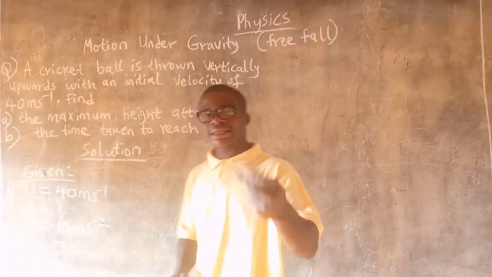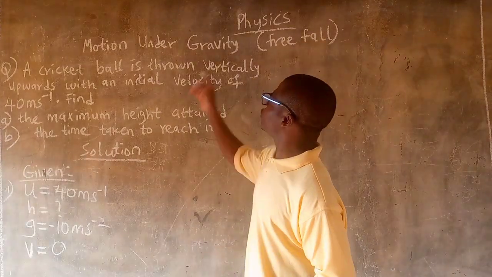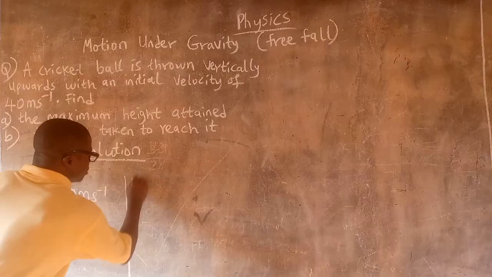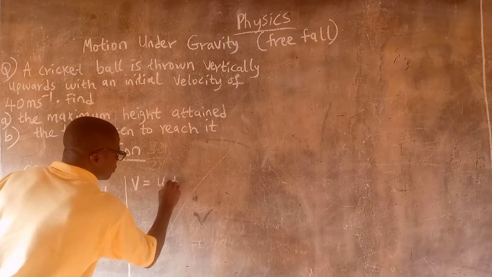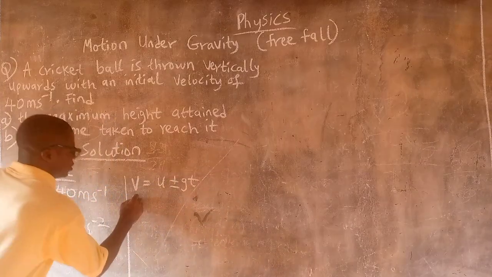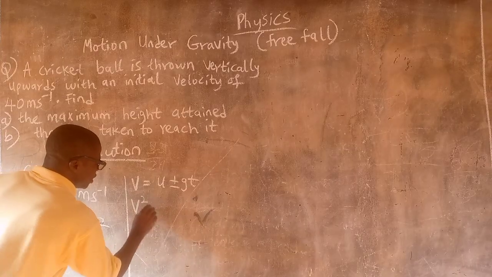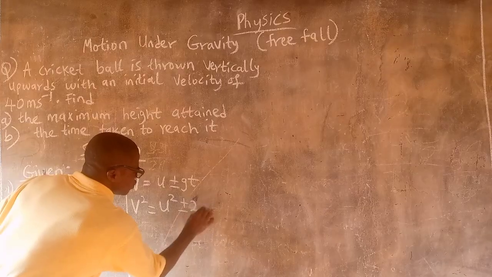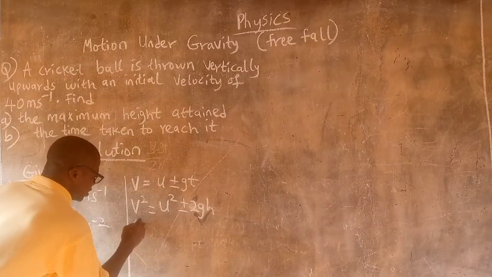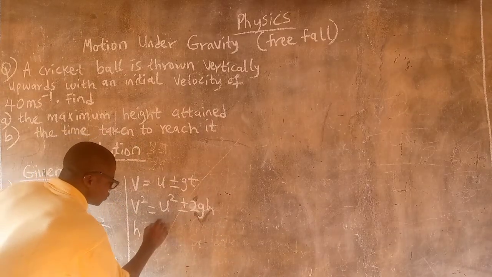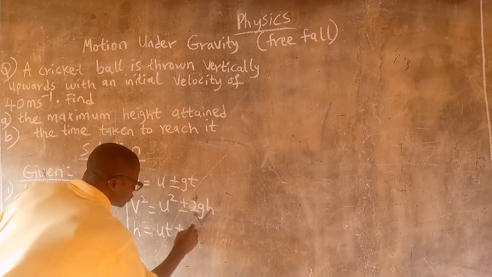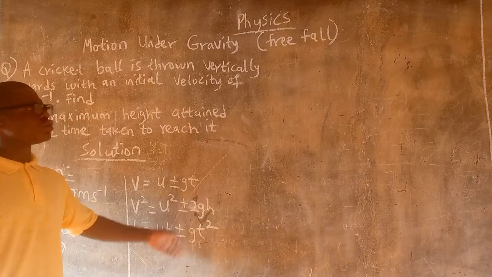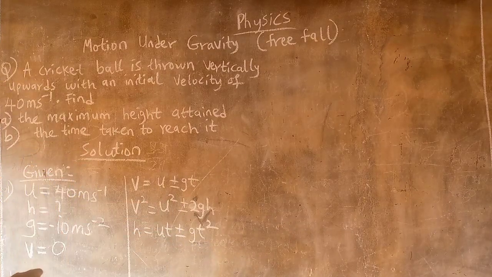0. And there are 3 equations that govern motion under gravity, and they are V equals U plus or minus GT, V squared equals U squared plus or minus 2GH, and then H equals UT plus or minus GT squared. These are the 3 equations of motion under gravity.